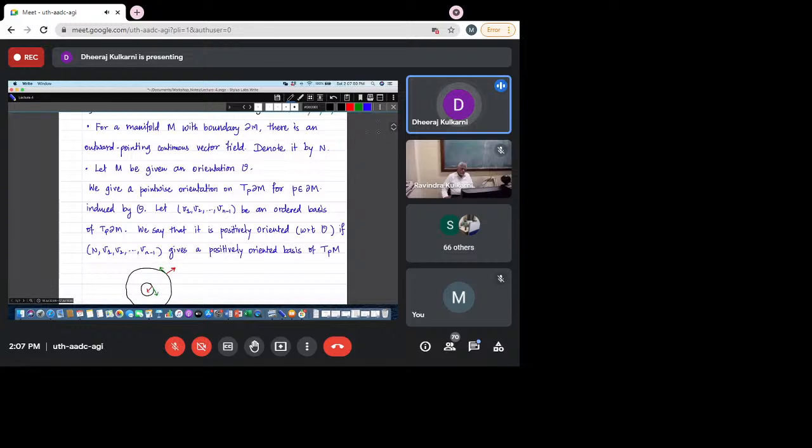Okay, now at every point you have a positively oriented ordered basis, and because this vector field n is continuous, you can show that you have a continuous choice of positively oriented basis on the entire boundary, and therefore the boundary gets an induced orientation from M.